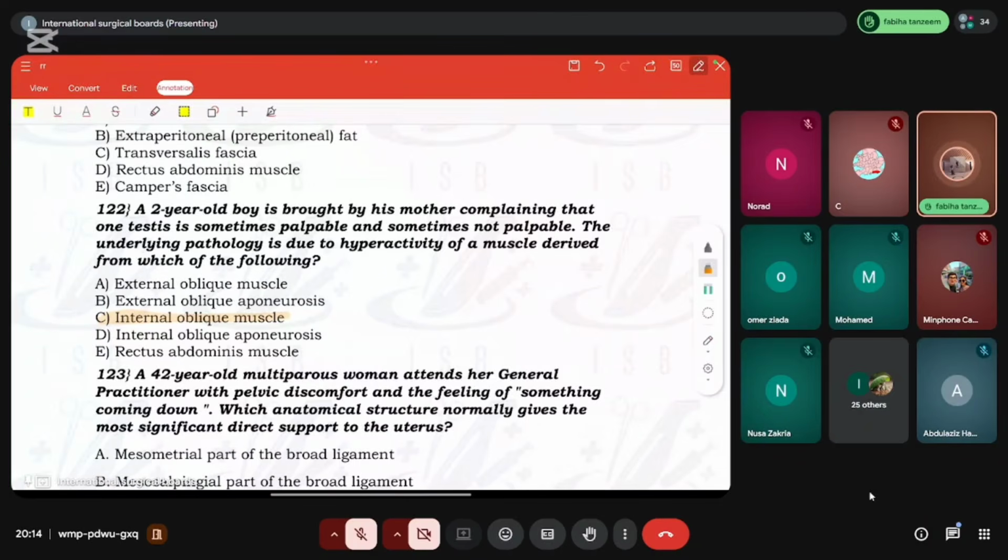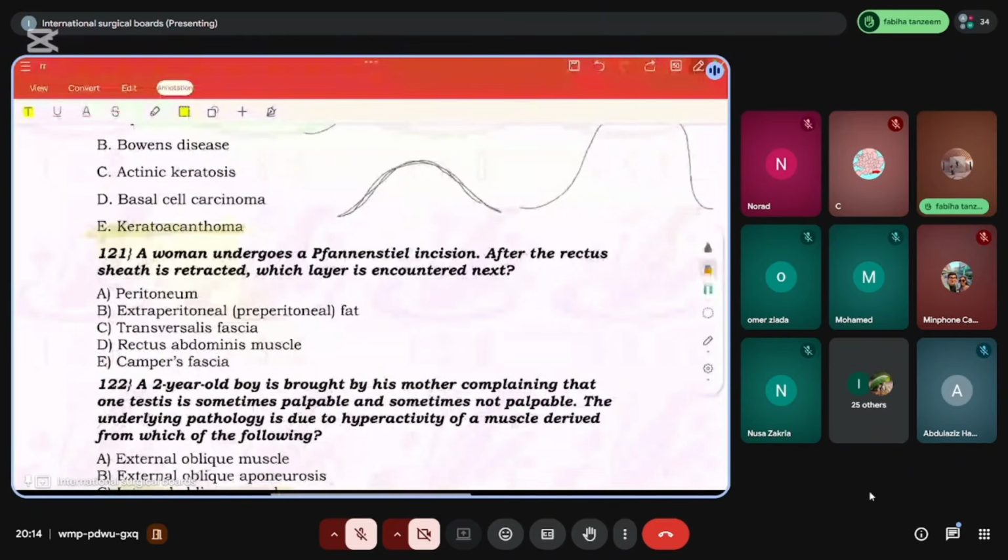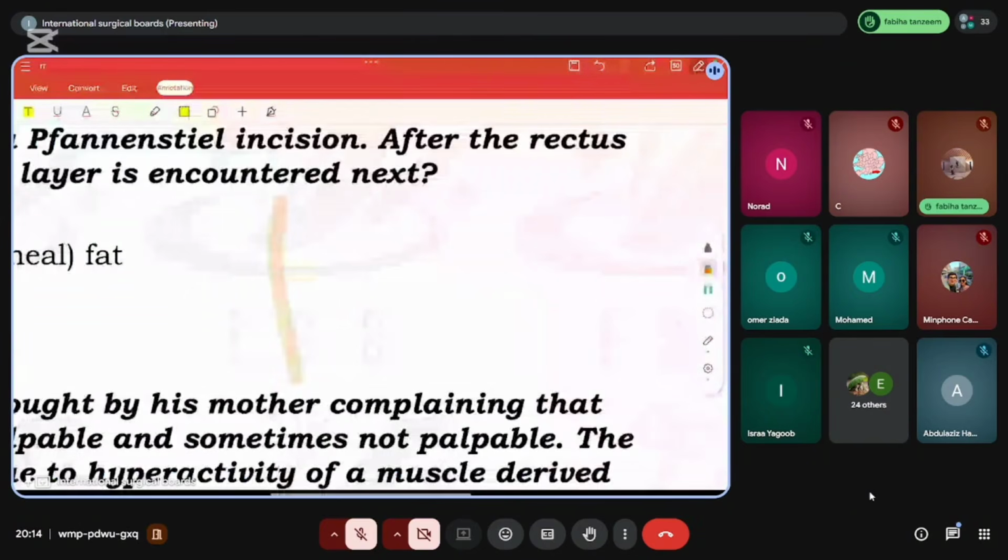In the previous question, 121, the question asks, what is the layer after rectus sheath? Will it not be rectus abdominis muscle? If you take it in this sense, then yes, but that's not what happens in Pfannenstiel incision. We don't do that. Let me tell you, this is the rectus abdominis muscle, right? That's the umbilicus. This is linea alba.